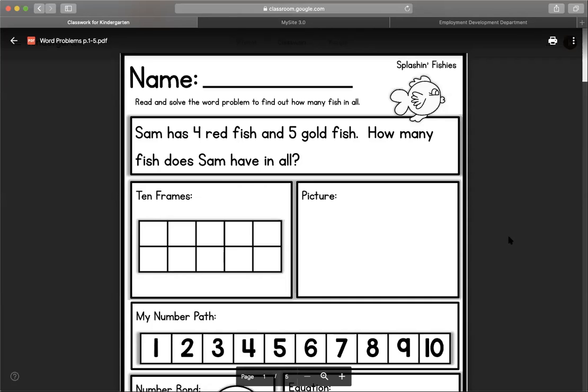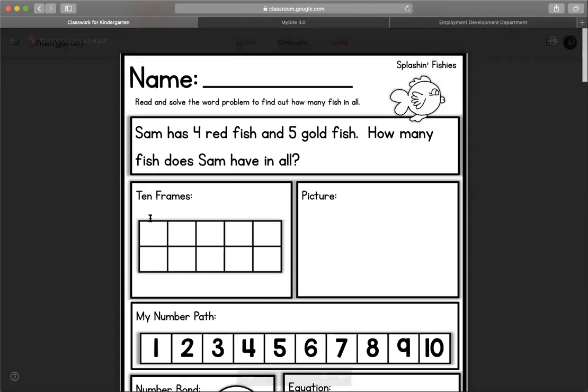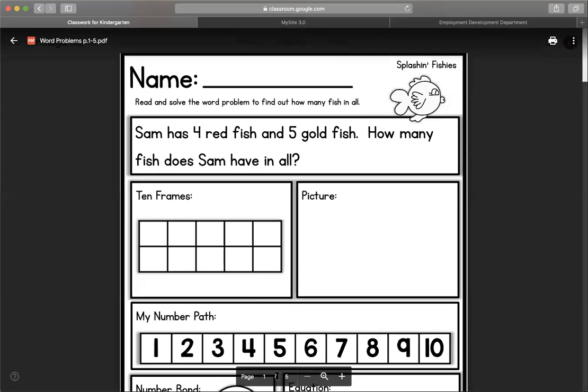Sam has 4 red fish and 5 goldfish. How many fishes does Sam have in all? Good job, 9. So we're going to use the 10 frame. What the 10 frame is, you're going to either color or do a different pattern distinguishing 4 red fish. So on the first bar, you have 5 squares, and on the bottom, you have another 5 squares, which gives you 10 frames.